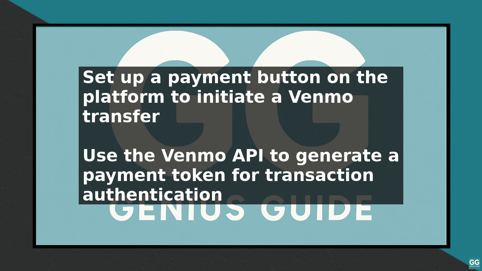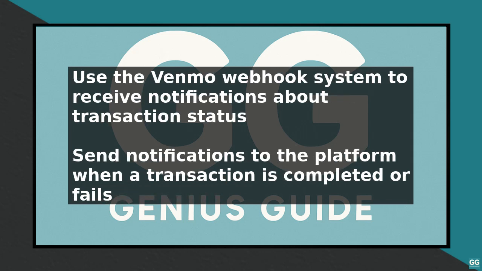The first step is to set up a payment button on your platform that will allow users to initiate a Venmo transfer. This can be done by using the Venmo API to generate a payment token that will be used to authenticate the transaction. When a user clicks the payment button, they will be redirected to the Venmo website where they will be prompted to log in and authorize the transaction. Once the transaction is authorized, the funds will be transferred from the user's Venmo account to your platform's Venmo account.